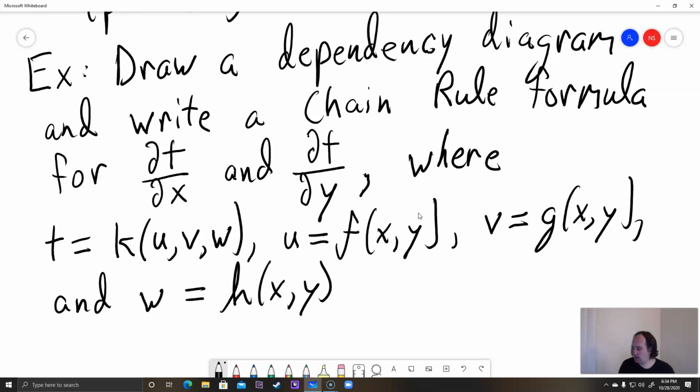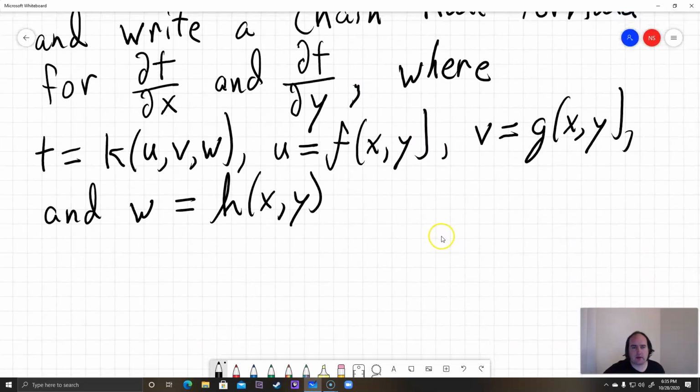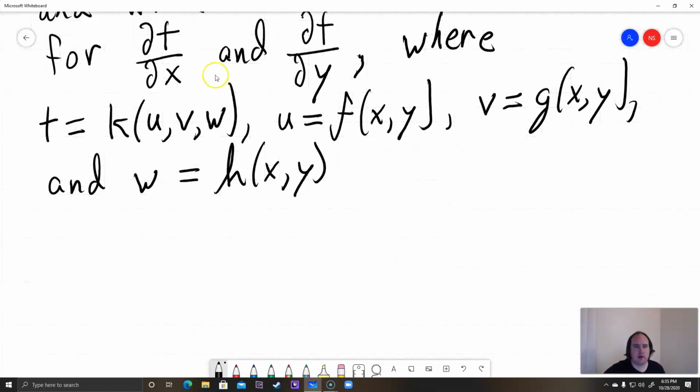Okay, so really a lot more complicated than the last example I did. And they want us to find partial t partial x and partial t partial y. And we also need to do a dependency diagram. Your homework has dependency diagrams, and they're multiple choice, but they're still a little bit challenging until you get used to them. Okay, so let's start with partial t partial x. Let's start by making one for that.